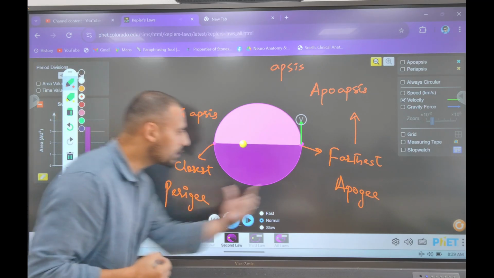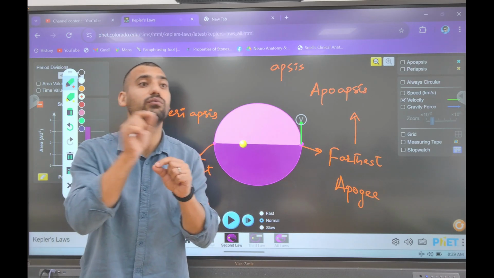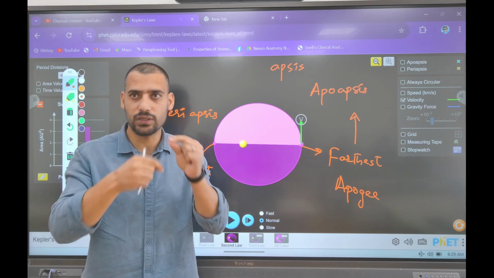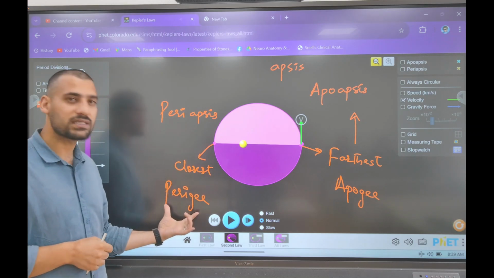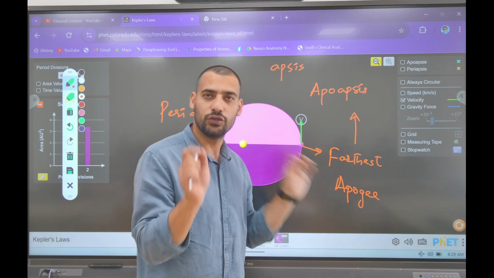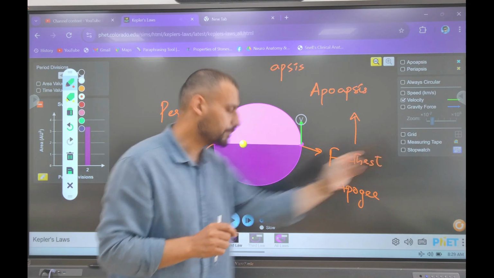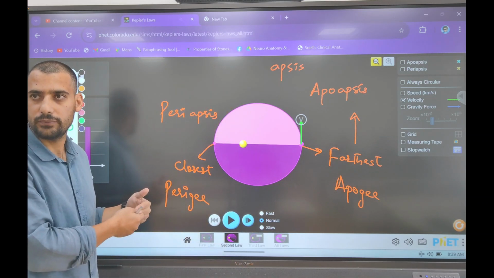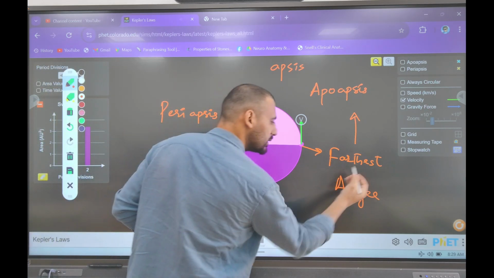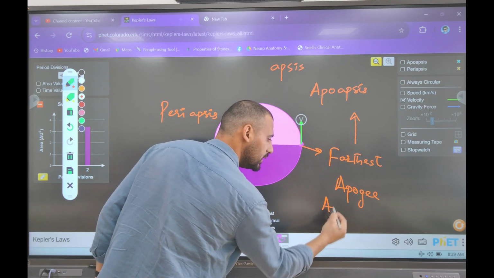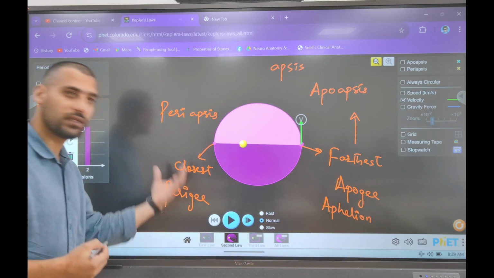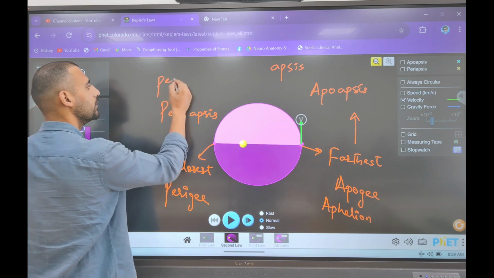But remember, this terminology is used for the moon revolving around the earth. When the moon revolves around the earth, when it is at the closest, we say perigee. And when it is at the farthest, we say apogee. But you need to understand, ap is the farthest and peri is the closest. Okay? Fine? Similarly, we have one more terminology. We can call the farthest point aphelion, and the closest point perihelion.